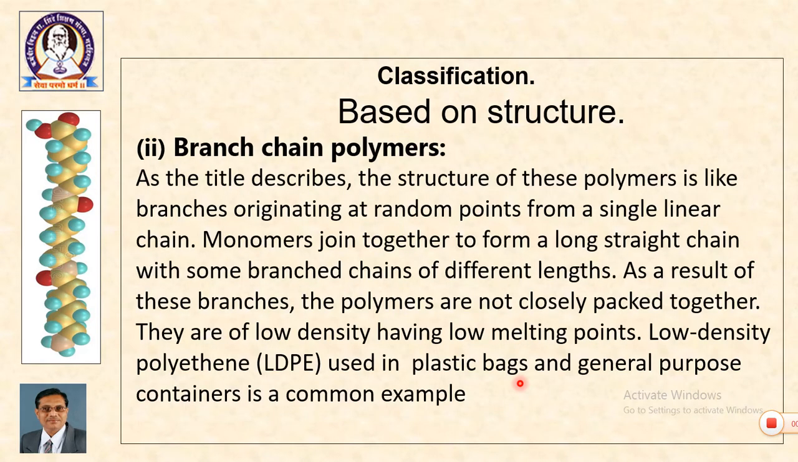So, linear polymer. Then the polymer which is not linear but has some branches is called a branched chain polymer. As the title describes, the structure of these polymers is like branches originating at random points from a single linear chain. Monomers join together to form a long straight chain with some branched chains of different lengths. As a result of these branches, the polymers are not closely packed together. They are low density polymers having low melting points, and low density polyethylene is the example. It is used for plastic bags and for general purposes.